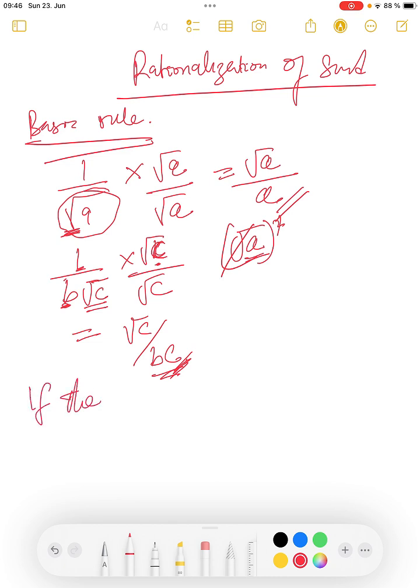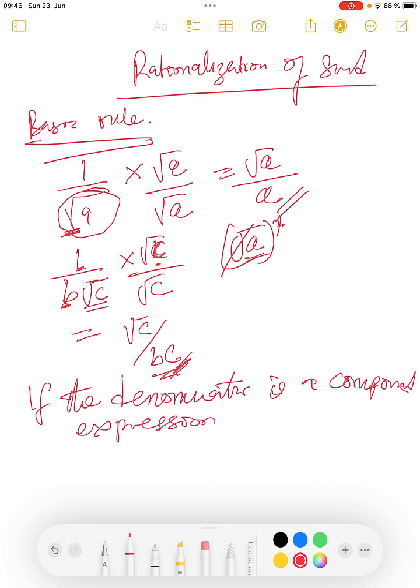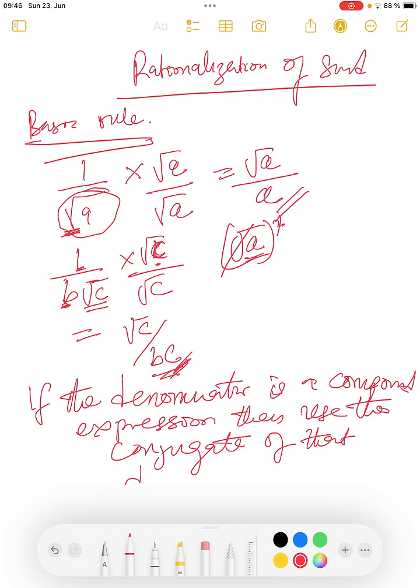But if the denominator is a compound expression, then use the conjugate of that denominator. Please don't be worried about the term conjugate. It's just the opposite of the denominator. That's reversing the sign of the operation joining the compound expression.